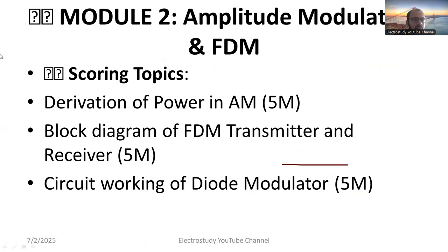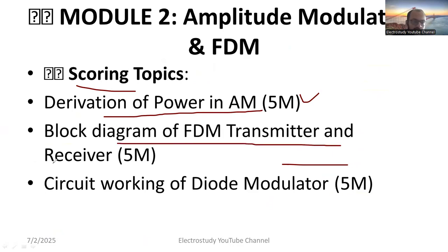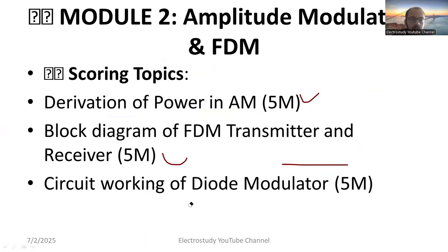The scoring topics from module 2 are, number 1, the derivation of power in amplitude modulation, which carries 5 marks. The block diagram of an FDM transmitter and receiver is also carrying 5 marks. You have to produce the block diagram very clearly with labeling. Then the circuit diagram and working of a diode modulator. The diode modulator is very important. These are the important questions from module 2. I suggest you kindly go through them.